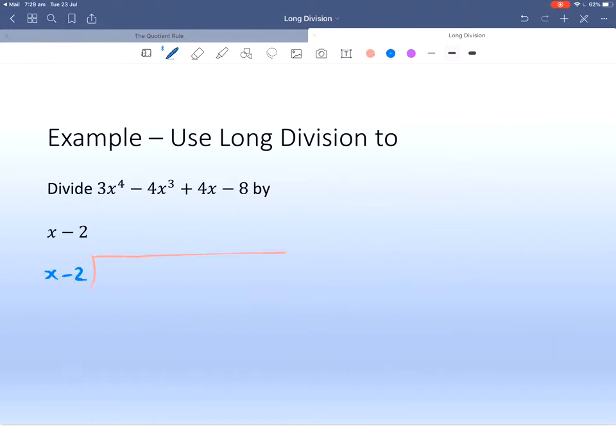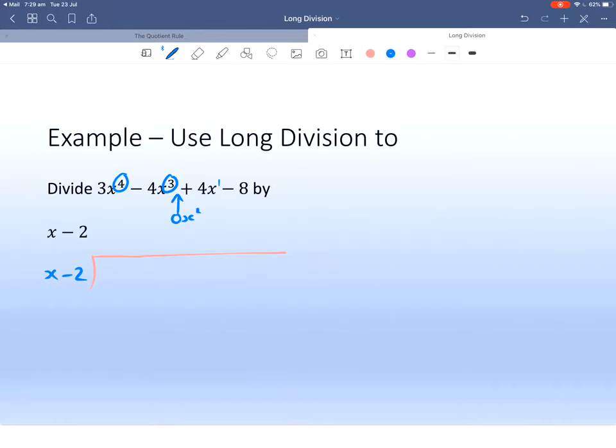So we go x minus 2. And now, really, really important. Notice that this is x to the 4, x to the 3, and then we've got x to the 1. We need to put every value of x in. So I need to make note that there is 0 x to the 2.